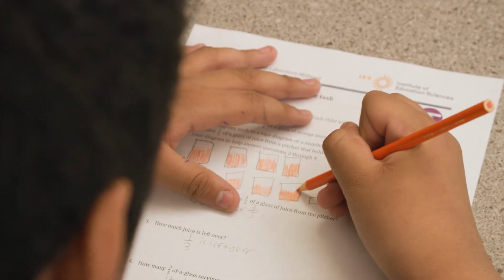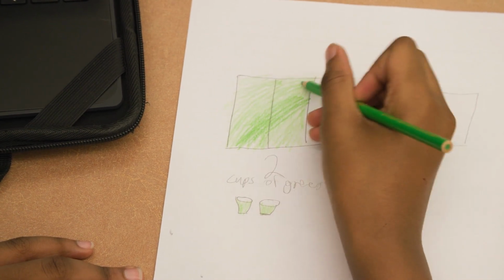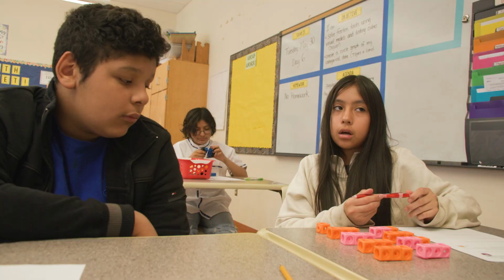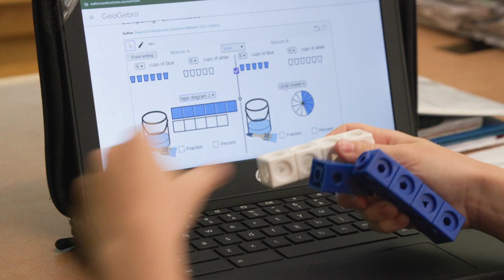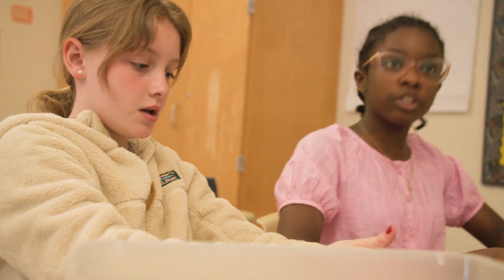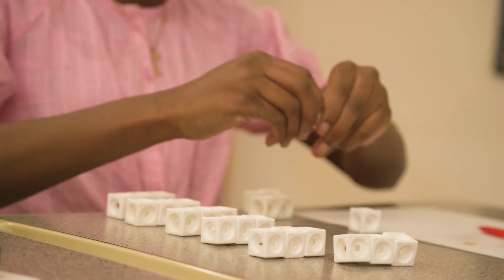We might see them depicting and working on a fraction division problem in a real-world context. Or we might see the whole class discussing a real-life example of fraction division shown at the front of the room. We'll see students working together, communicating about the mathematics, gesturing and describing the visual representations, and explaining the steps they took to solve a problem.